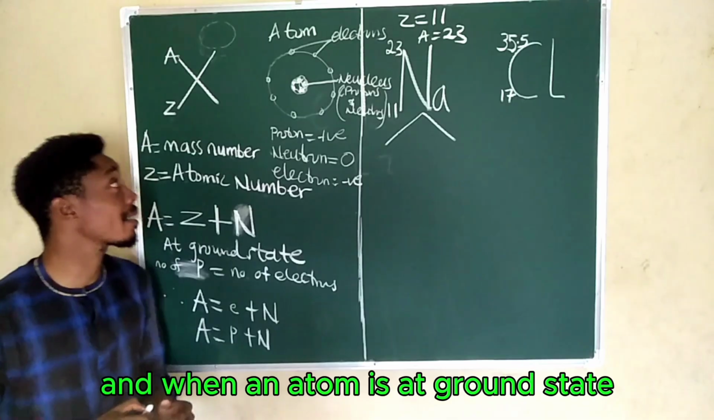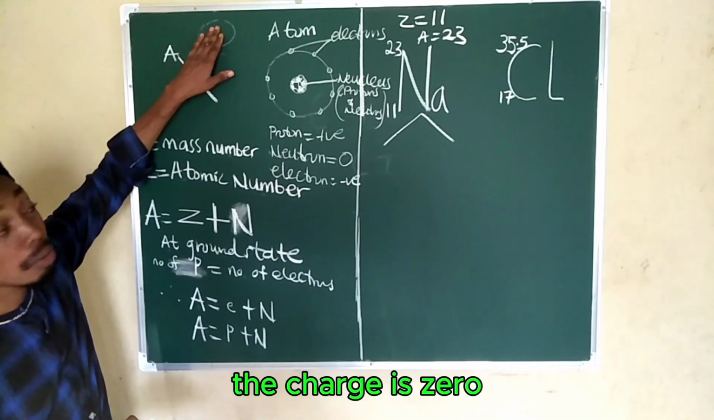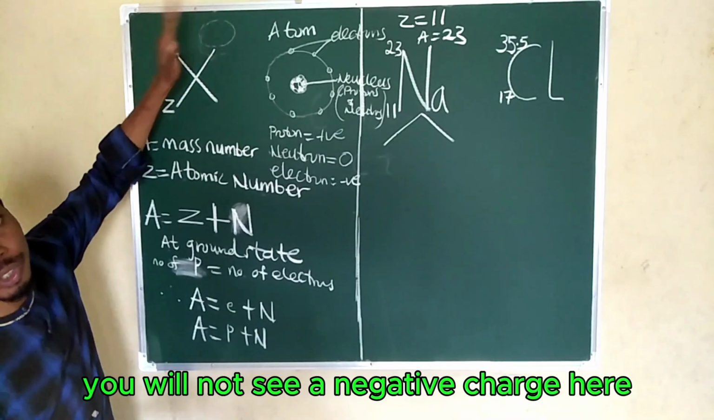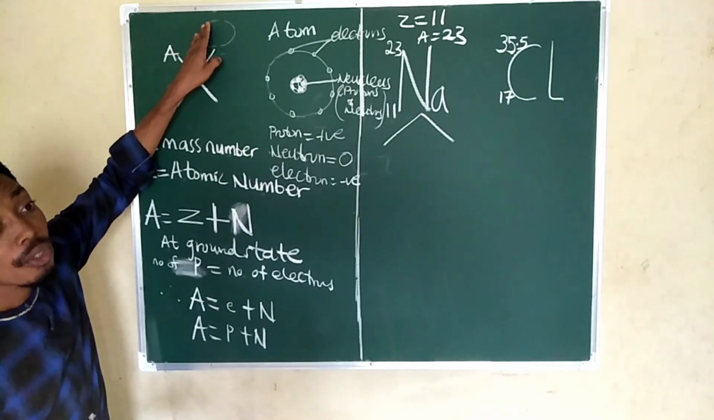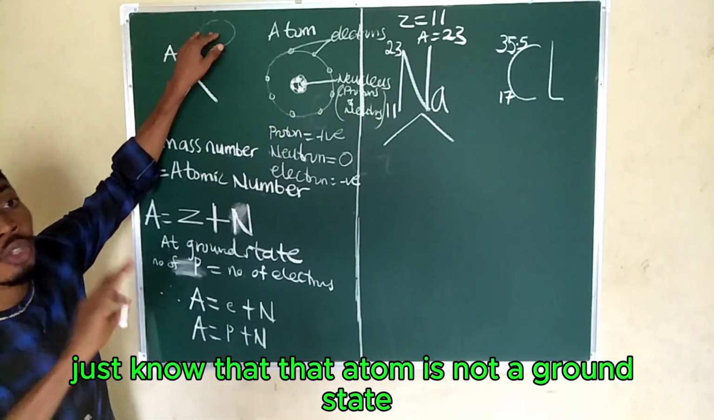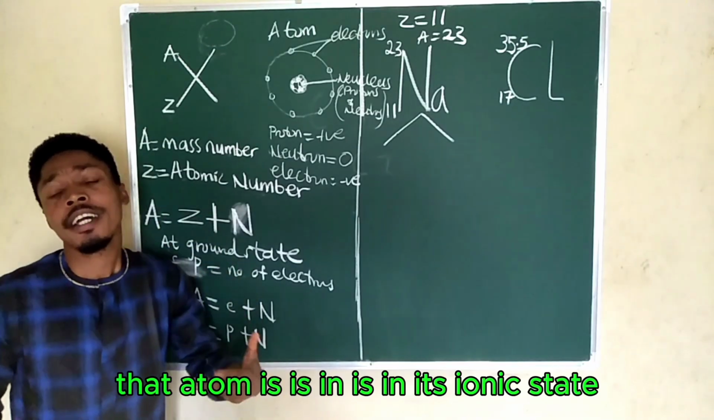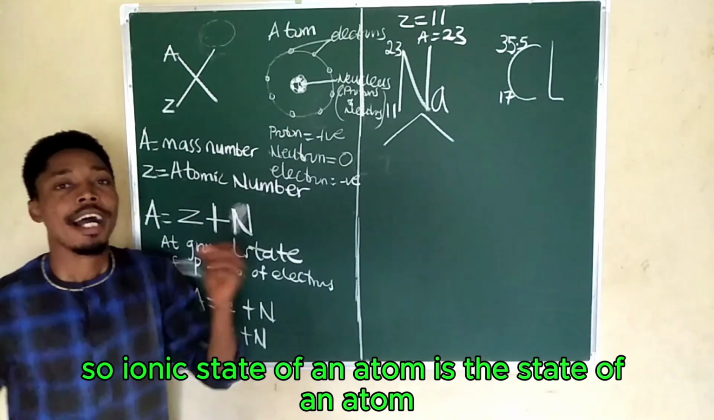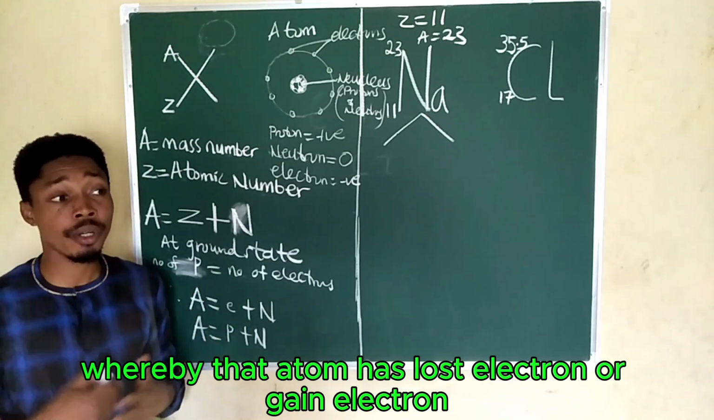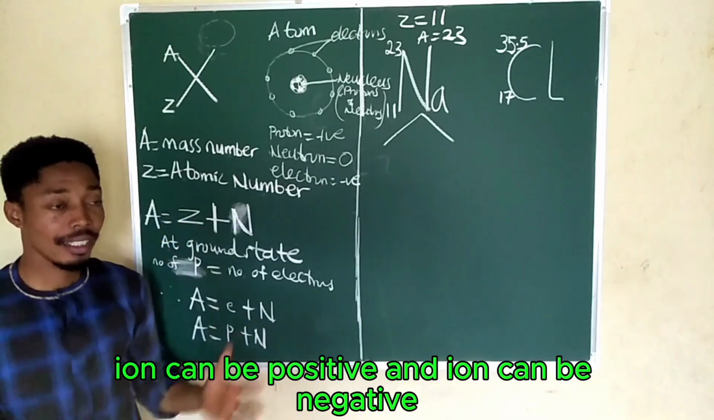And when an atom is at ground state, you will not see anything here. The charge is zero. You will not see a positive charge here, you will not see a negative charge here. But anytime you see a charge in an atom, just know that that atom is not at ground state. That atom is in its ionic state. So, ionic state of an atom is a state whereby that atom has lost electron or gained electron. An ion can be positive and an ion can be negative.